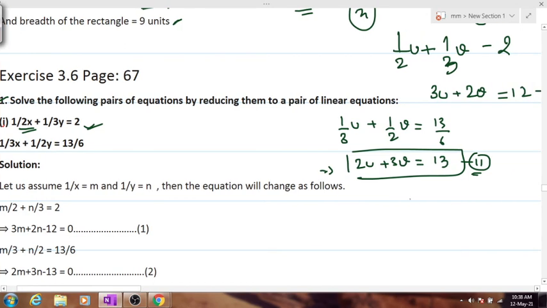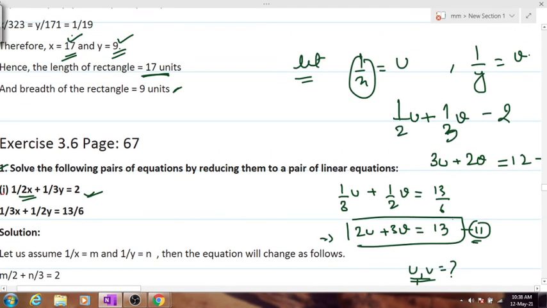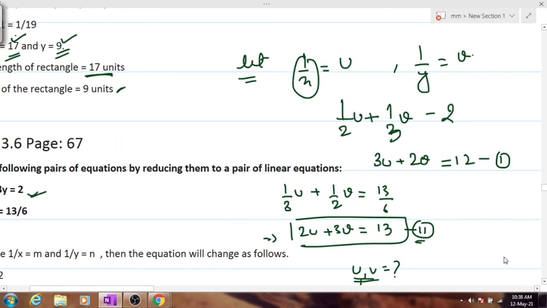Once you get the values for u and v, when you have to find x and y, you will take the reciprocal. Since 1 by x is equal to u, x will be equal to 1 by u and y will be equal to 1 by v. Did you all understand what to do? Clear? Now solve it. Tell me the value for x and y first. This is our first equation and that is our second equation.